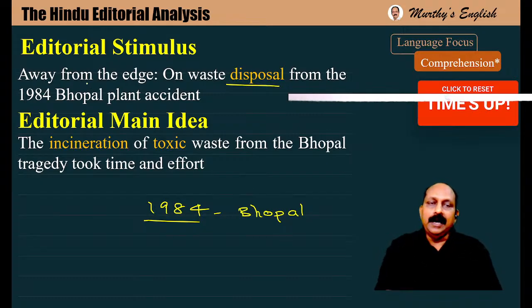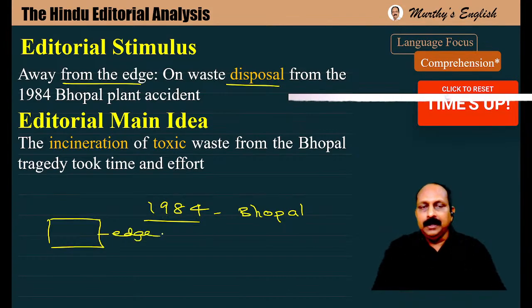So, away from the edge, I'm sure many of you know the meaning of the word edge, but here it has been used idiomatically. Away from the edge means away from danger. On the edge, what does it mean? On the danger. Away from the edge, away from the danger. And why away from the danger? What exactly the dangerous aspect, hazardous aspect here? On waste disposal from the 1984 Bhopal plant accident.